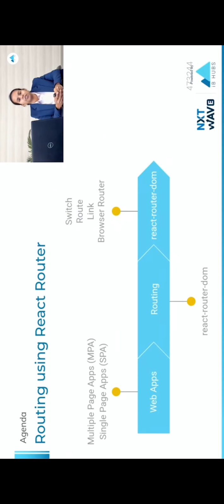Coming to today's session, we are going to understand about routing and how to do routing using the React Router. So firstly, we'll understand about multi-page applications and single-page applications. Then we'll understand about routing. We'll see how to do routing using React Router DOM, in which there are various things like BrowserRouter, Link, Route, and Switch.